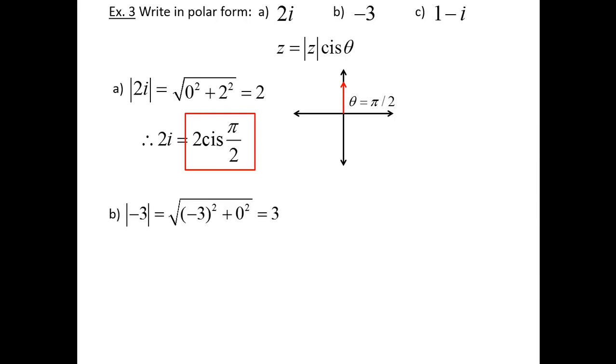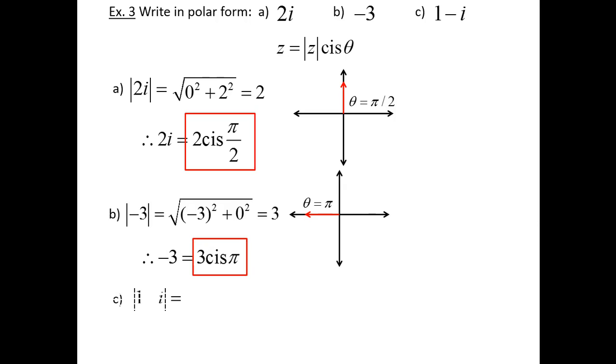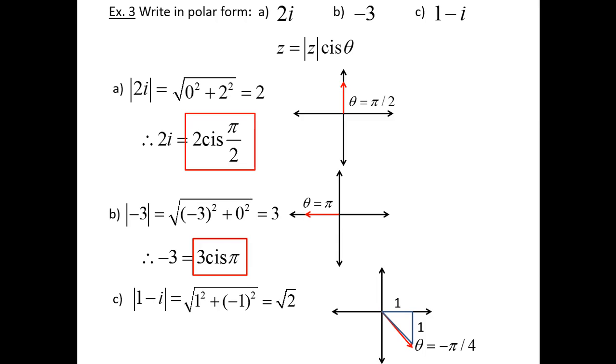Okay, negative 3, that would be on the negative side of the real axis. Modulus, of course, would just be 3. The argument would be pi. So in polar form, we'd write this as 3 cis of pi. Next, 1 minus i. So think about what quadrant that would be in. Let's start with the modulus. That would be the square root of 1 squared plus 1 squared, or square root of 2. If we were to sketch this, it would be in the fourth quadrant. And the argument for this would be negative pi over 4.